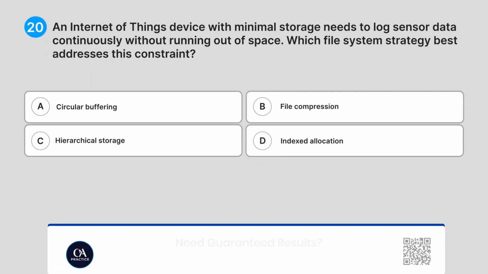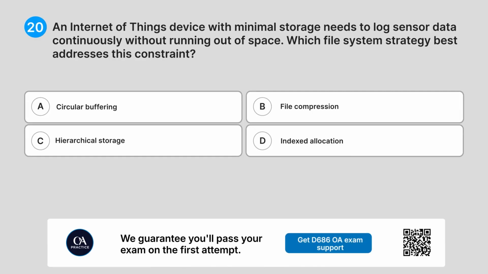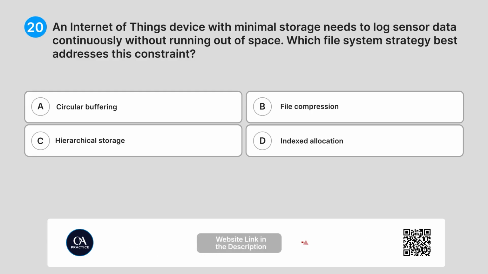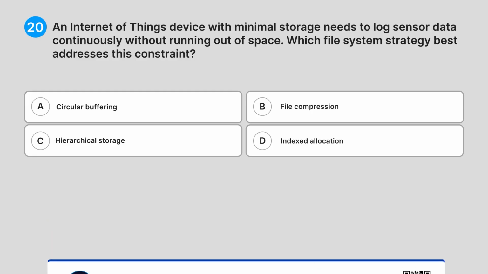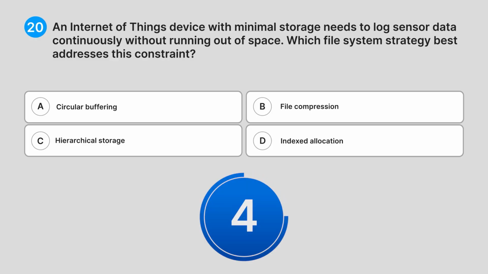20. An Internet of Things device with minimal storage needs to log sensor data continuously without running out of space. Which file system strategy best addresses this constraint? A. Circular buffering. B. File compression. C. Hierarchical storage. D. Indexed allocation. Do you know the answer?